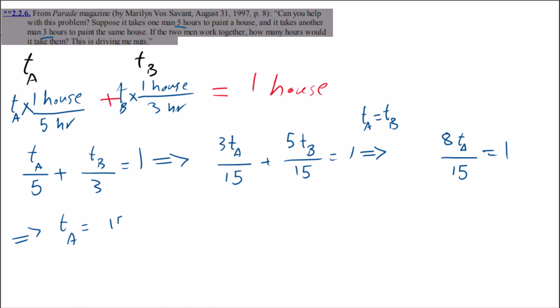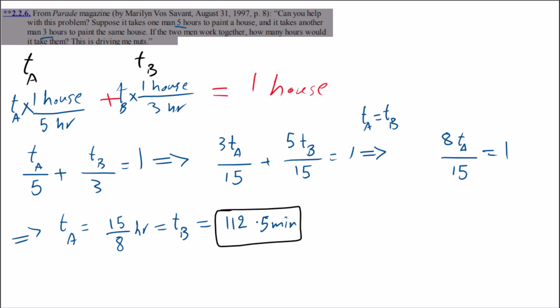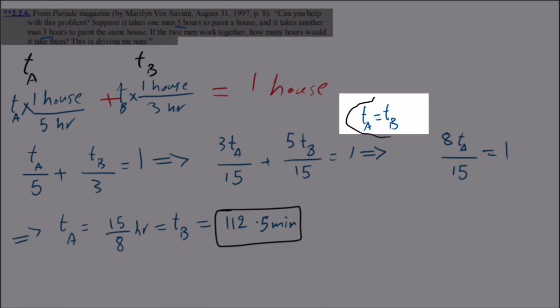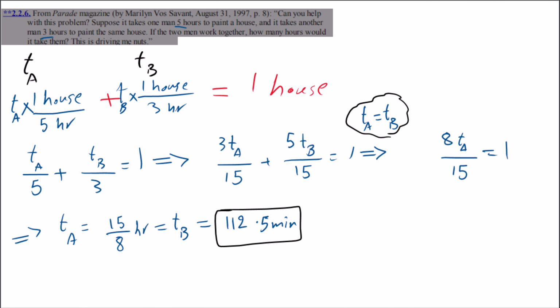TA will be this. And because they are equal, TB is also this. Or you can calculate it as this. This will be your final answer. I know that you may ask yourself why I told you they are equal, because it is the time they paint one house. They work together. They're doing the same thing, so it is equal. Let's go to the next question.